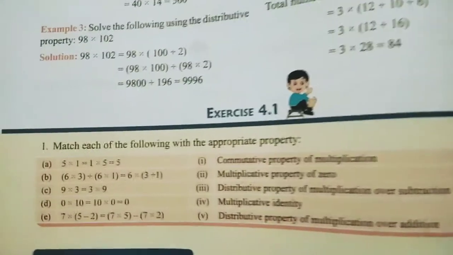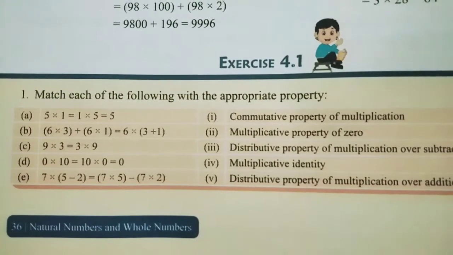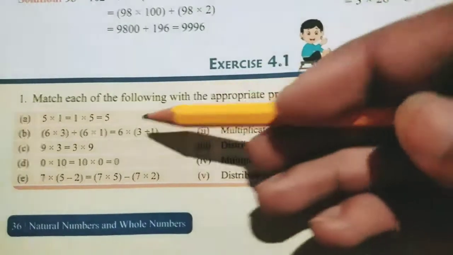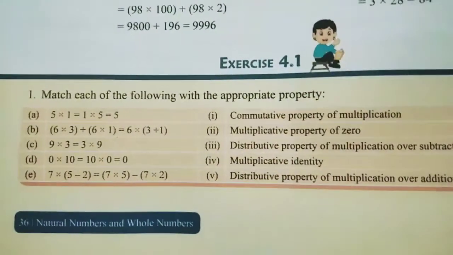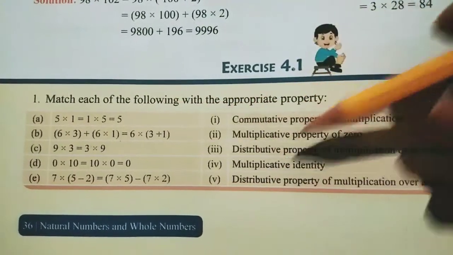Okay, so question number 1 is: match each of the following with the appropriate property. You can see here the numbers are given and the property names are given. So you have to match which number is matching which property.